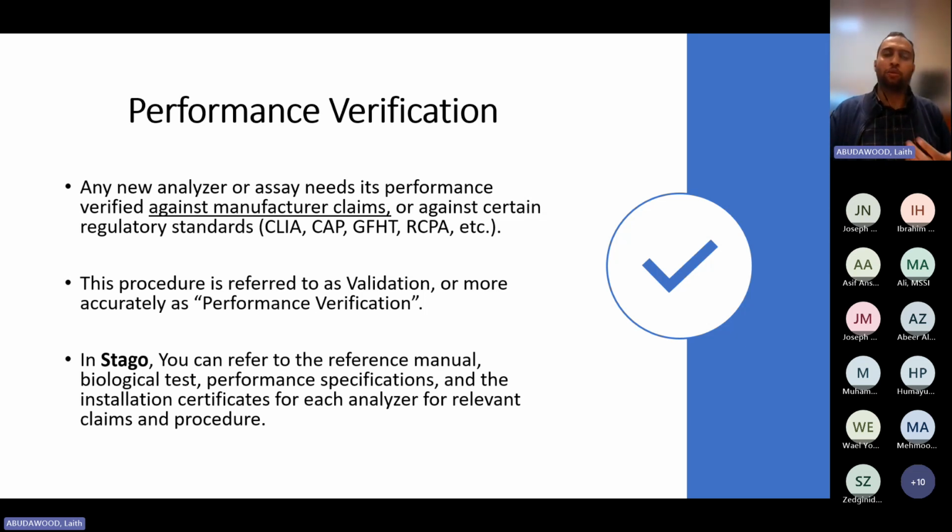Now, in a lot of cases you will install an analyzer, and the customer will tell you, I want you to do the validation for this analyzer. You will find that the customer is not really aware of the details of how to do this performance verification. So simply, what do you need to know?